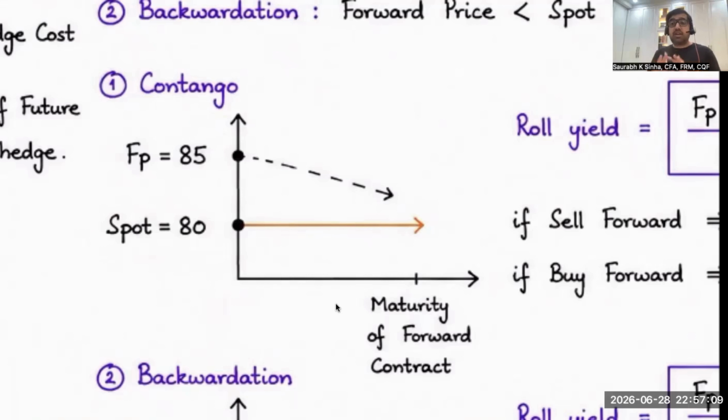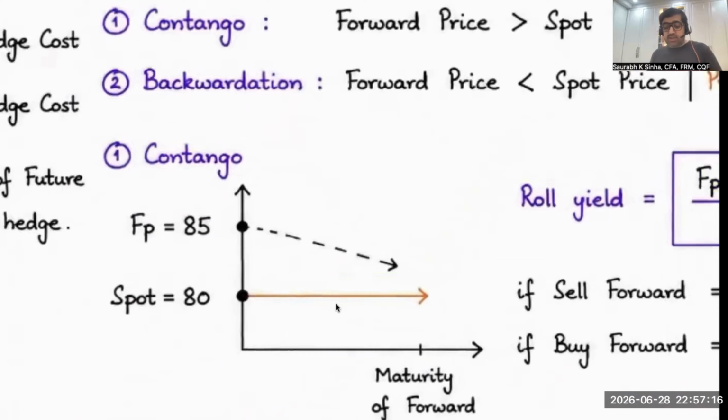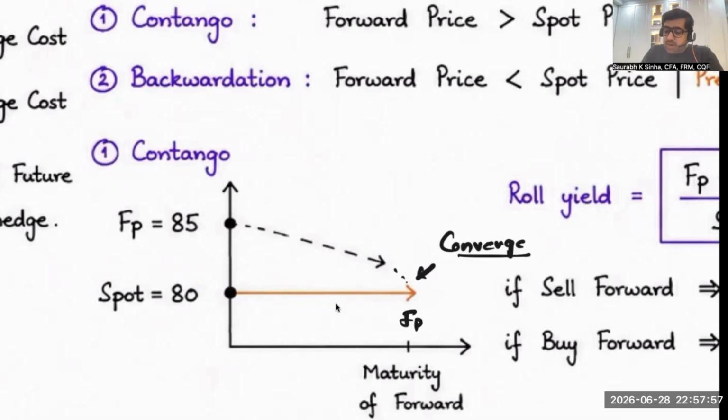And we are assuming in the discussion of roll yield, another name for which is forward rate basis, that the spot market will remain unchanged. I know this is a stupid assumption, but we have to assume that in roll yield and the forward rate basis. That's it. The spot market is not going to change. So if the forward price is 85 and the spot is 80, we all know at the maturity of the forward contract, the spot price and the forward price will what? Converge. They will converge, which means at maturity, the forward price should be equal to spot.